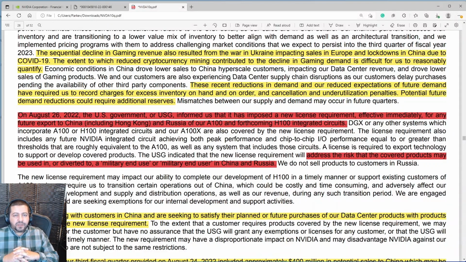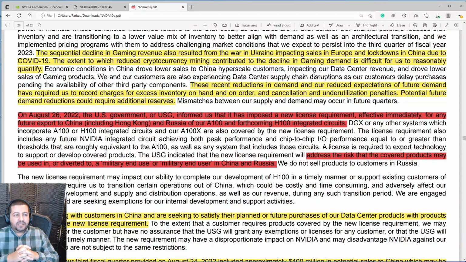They say that potential future demand reductions could require additional reserves. So not only did they have to take a penalty on the existing inventory, we saw earlier that they still have elevated inventory, and they may need to take a further write-down if they need to discount those inventory prices even more just to get those products to sell. So this is a risk that investors should look out for.